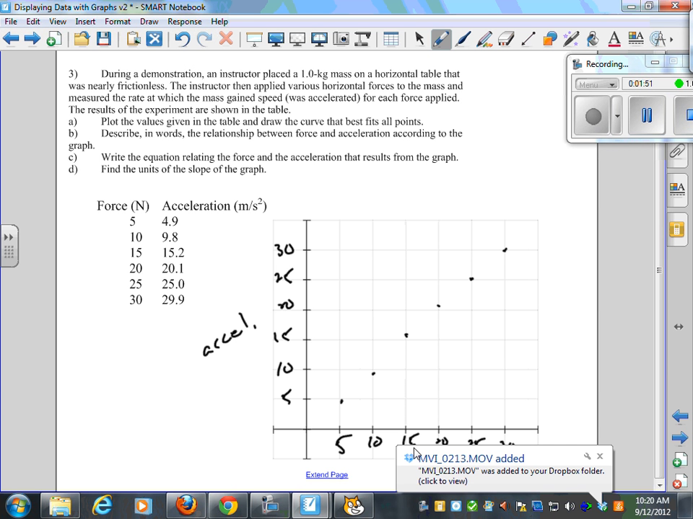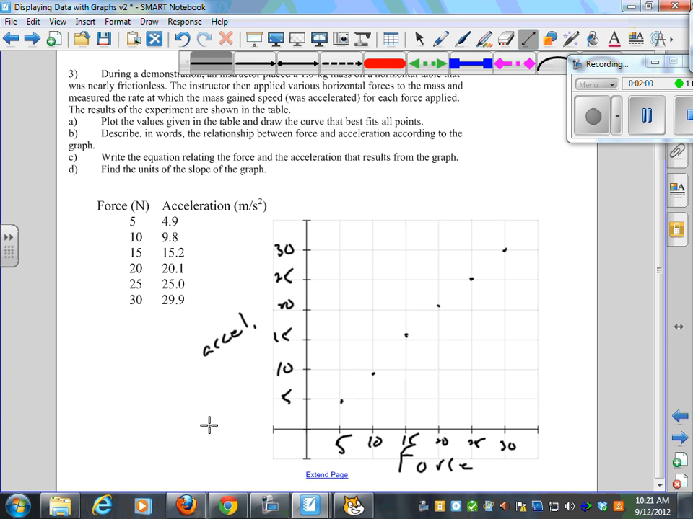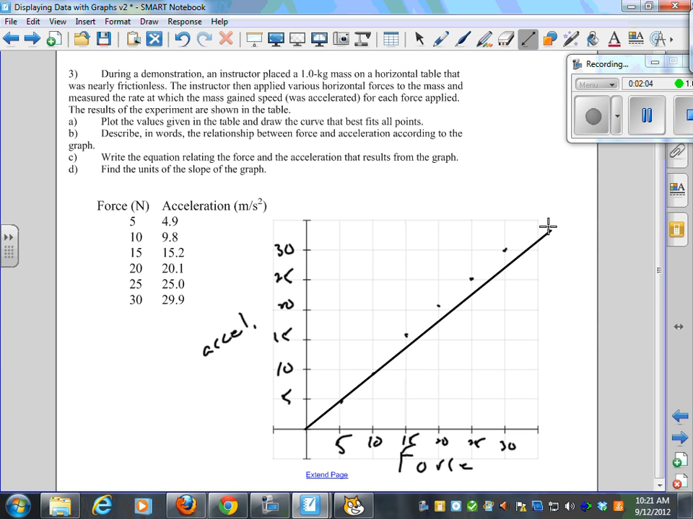That's a pretty straight line, isn't it? Then we're going to draw our line of, what's that called? Line of best fit. Should it go through 0, 0? Yep. Okay, nice straight line like that. Describe in words the relationship between the force and acceleration. What I'm really asking is is it linear, is it inverse, is it quadratic, or which one is it? It's linear, we can tell because it's a straight line, right? So it's a linear relationship.